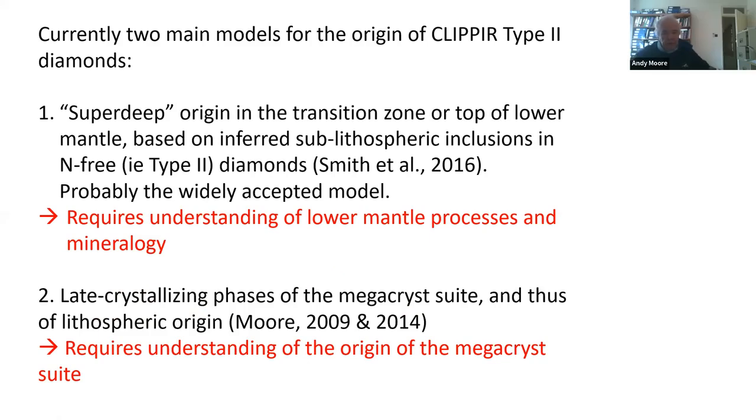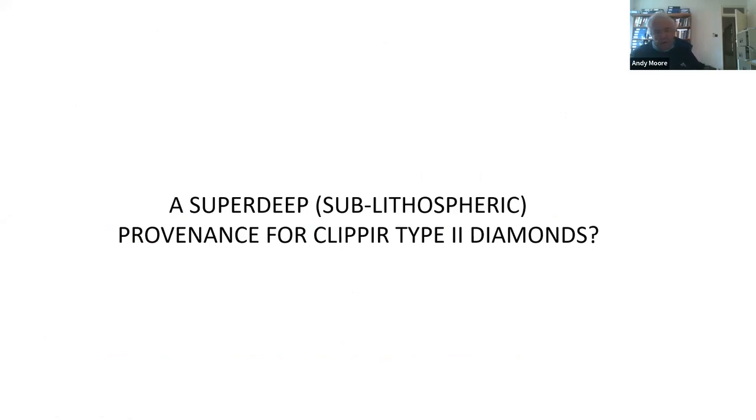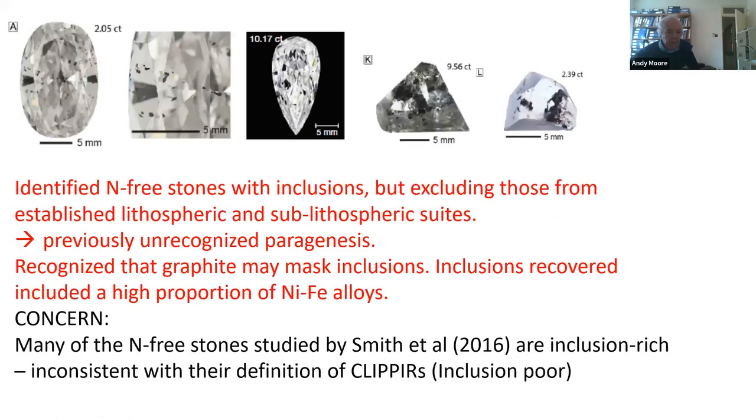The second model, which I've been pushing for several years, is that they're part of the megacryst suite. In other words, they have a lithospheric origin. And if this model is appropriate, it means we've got to understand the origin and mineralogy of the megacrysts. So let's kick off by looking at the evidence for a sublithospheric origin.